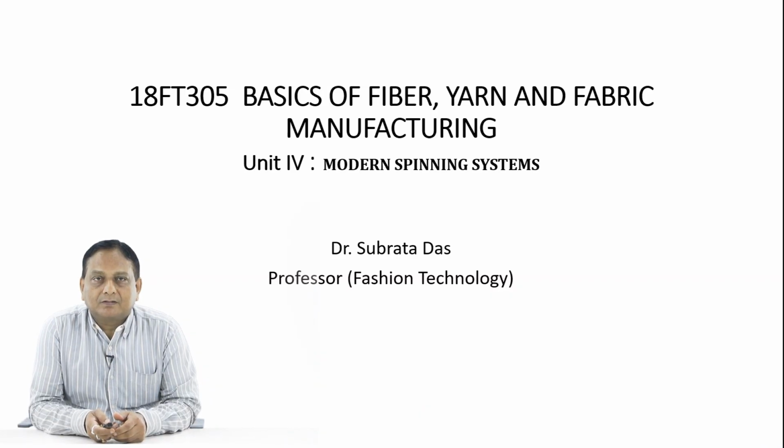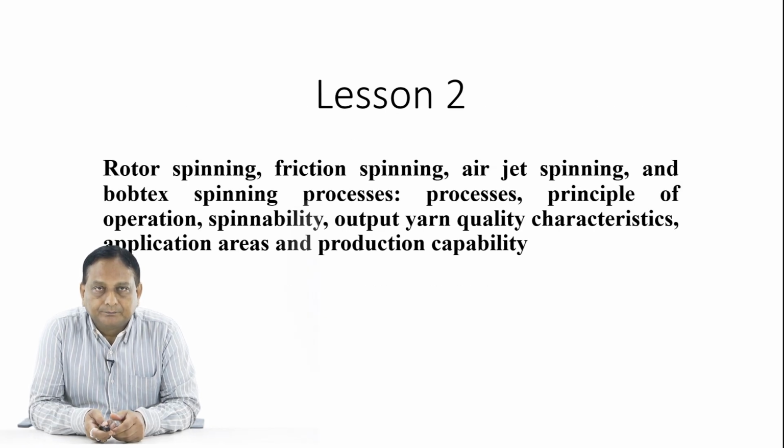Today we will start with the subject 18FT 305 Basics of Fiber, Yarn and Fabric Manufacturing, and we are at Unit 4 Modern Spinning Systems. Now in lesson 2 we will talk about different spinning systems, that is rotor spinning, friction spinning, air jet spinning and Vortex spinning processes.